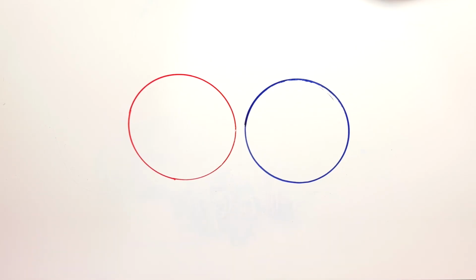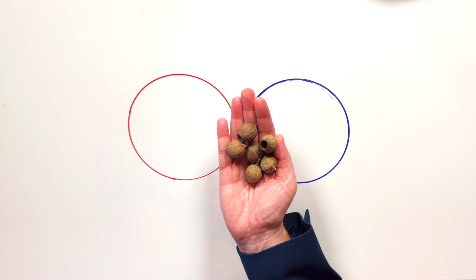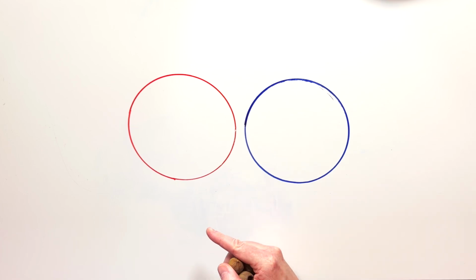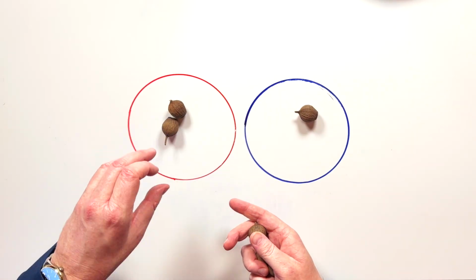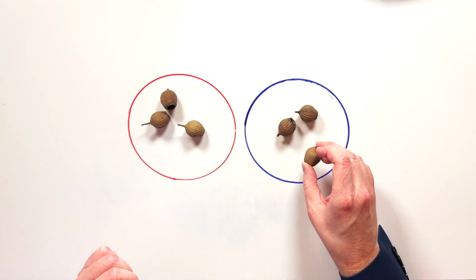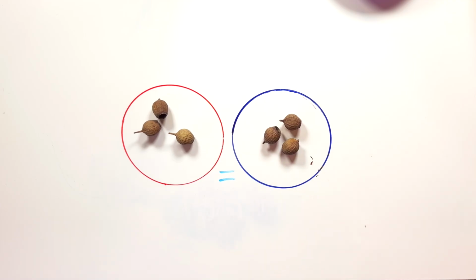Okay, here we go. I have 6 gum nuts that I found in the garden. Now I've already counted these, I know there's 6, but I need to make some equal groups. I'm going to share my items between the groups. Here we go. 1, 2, that's 1 each. 3, 4, that's 2 each. 5, 6. Oh! They are equal or the same as each other.